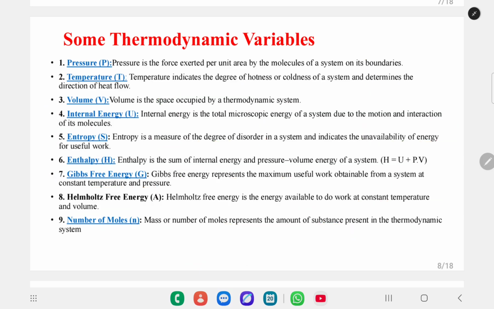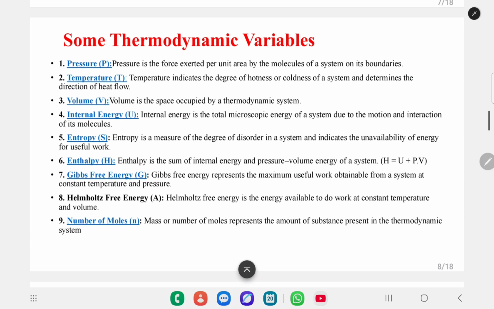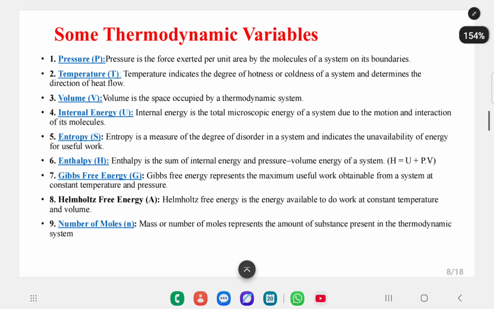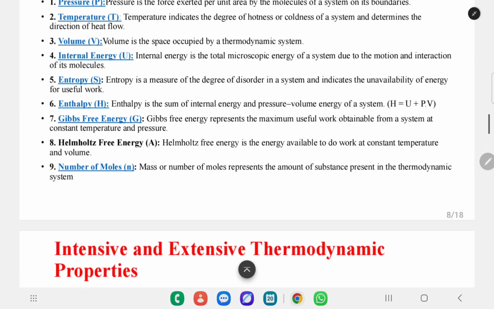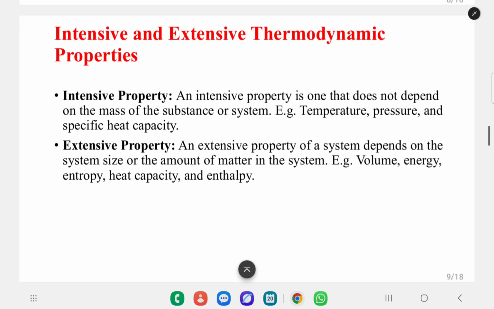I hope you understood all these variables. You are already aware of pressure, temperature, volume, internal energy. Next comes intensive and extensive thermodynamic properties. Intensive means the properties which depend upon the mass.